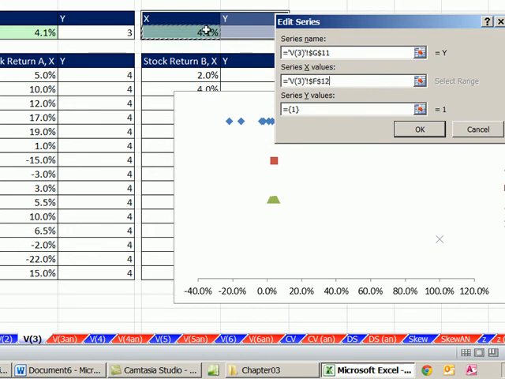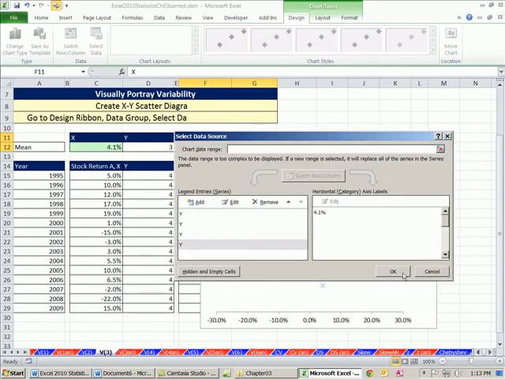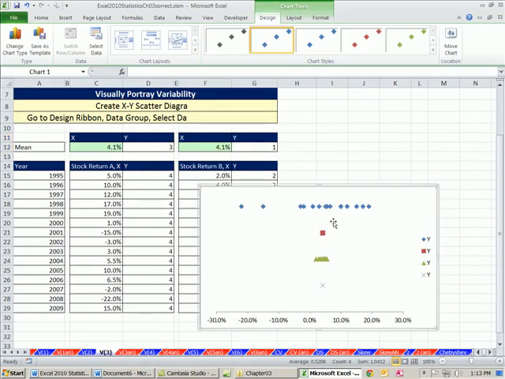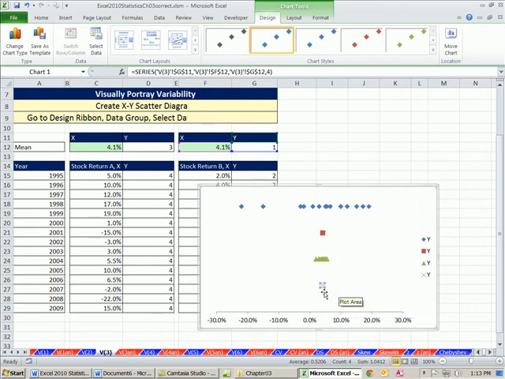X value, and Y value. Delete, and then click right there. Now, click OK, click OK. This is totally messed up, but we'll fix that in just a moment. There it is. Now, if you don't like that, you can click on it and then right-click Format Data Series or Control-1.